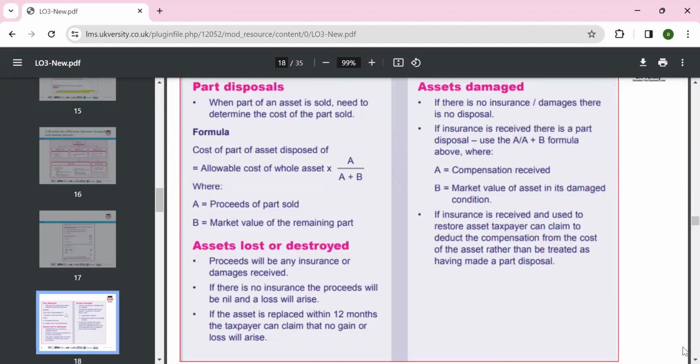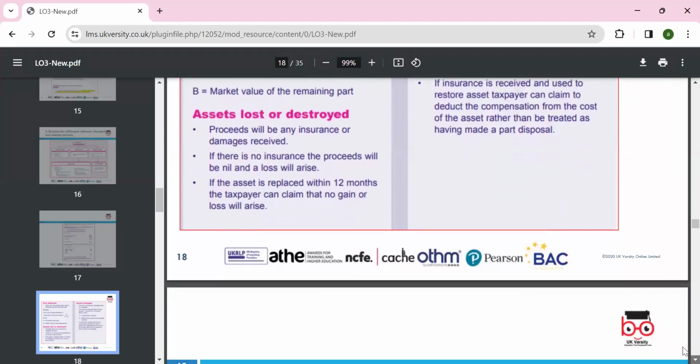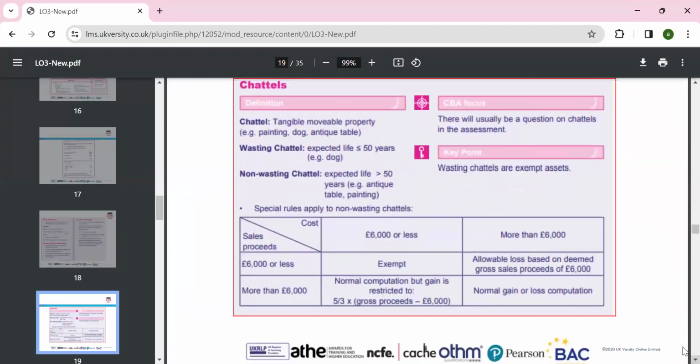Use the rules, not our own judgment. Chattels, as we said earlier, are movable items like paintings and antiques. Sale proceeds of 6,000 or less can be exempt. Otherwise normal computation, but the gain is restricted to 6,000 times 5 divided by 3, that is gross proceeds minus the 6,000 exempt. If it's more than that, of course normal capital gain or loss rules will apply.